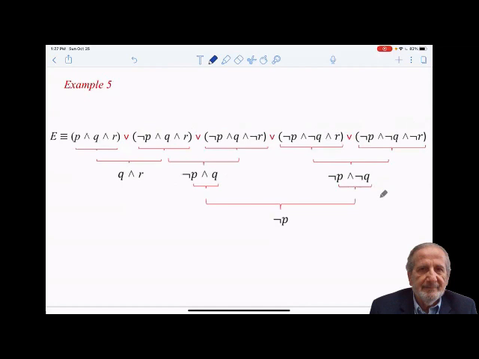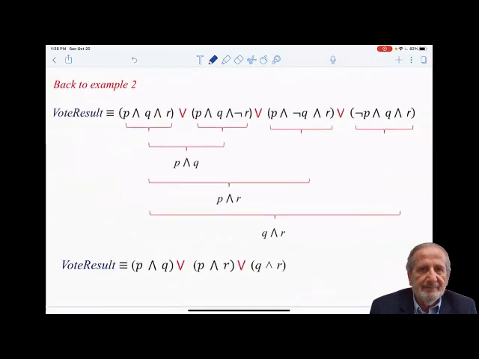Now I notice that these two differ in only Q. So that will be reduced to not P. So the answer will be not P or Q and R. Very simple. Not P or Q and R.